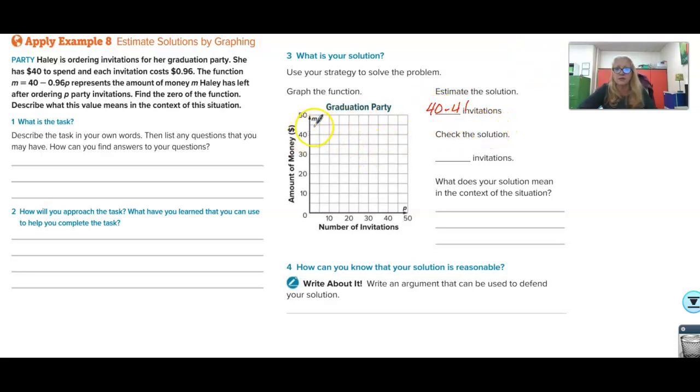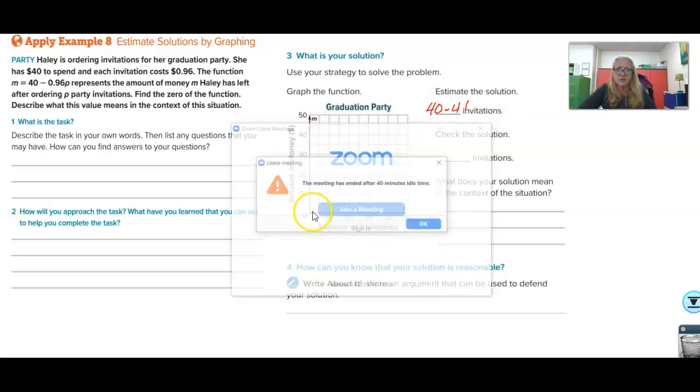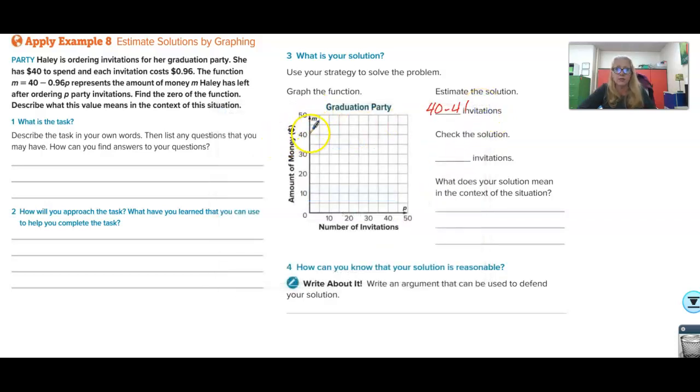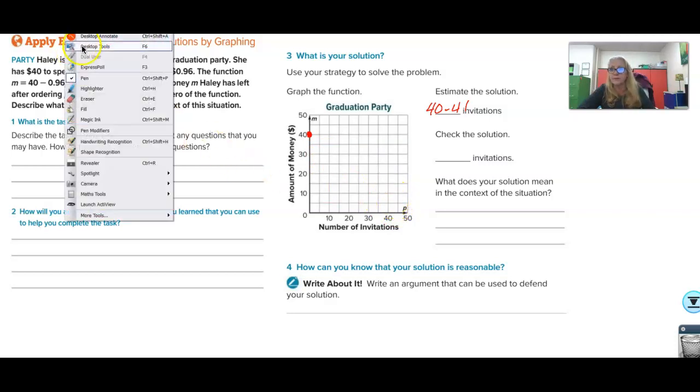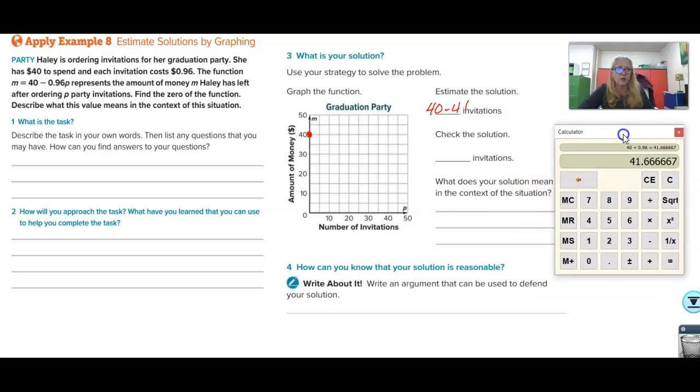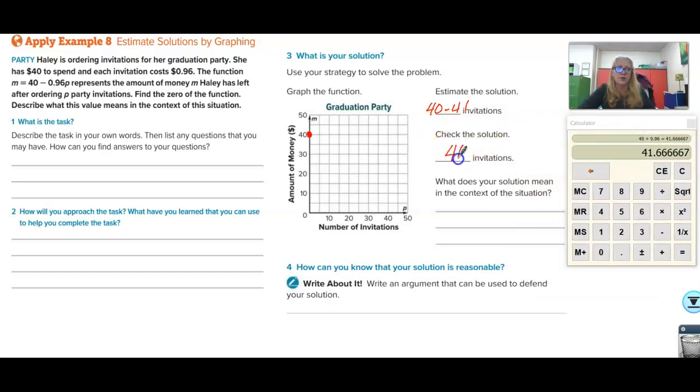Well, what I would do is, before she buys any invitations, she has $40. So that's our y-intercept. She had $40 after zero invitations. Now, as she buys each invitation, her money's going to go down by 96 cents each time. So what I would do then is take $40 and divide it by 96 cents. $40 divided by 0.96 equals. So it looks like she can buy 41 and she's going to have some change left over. So she can buy 41 invitations.